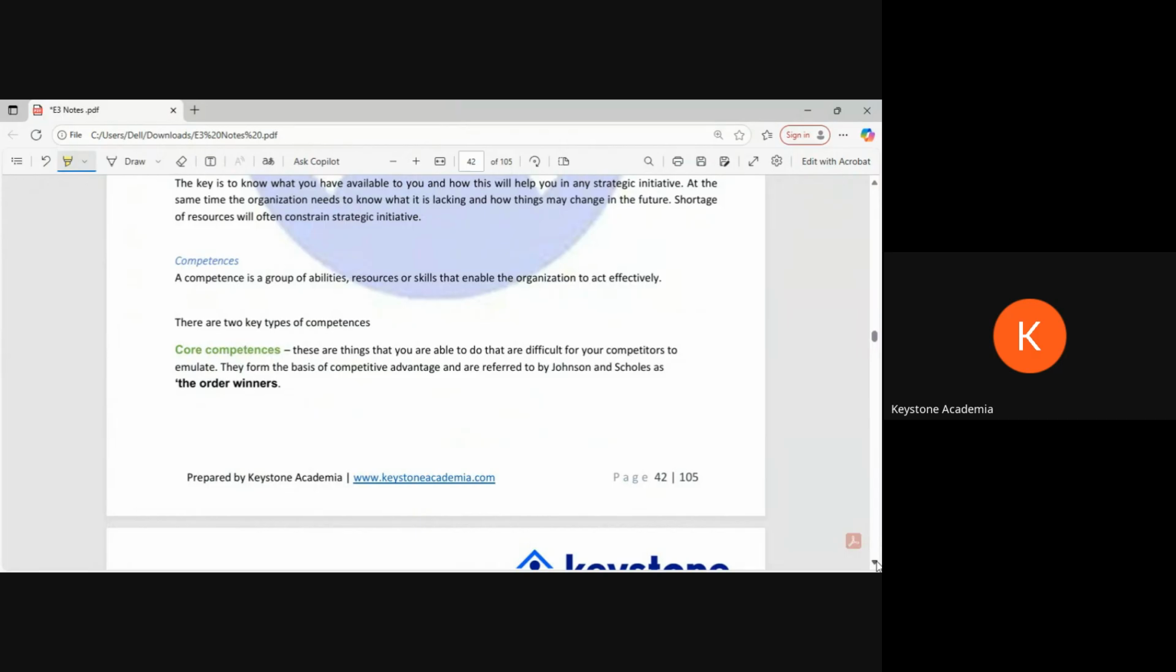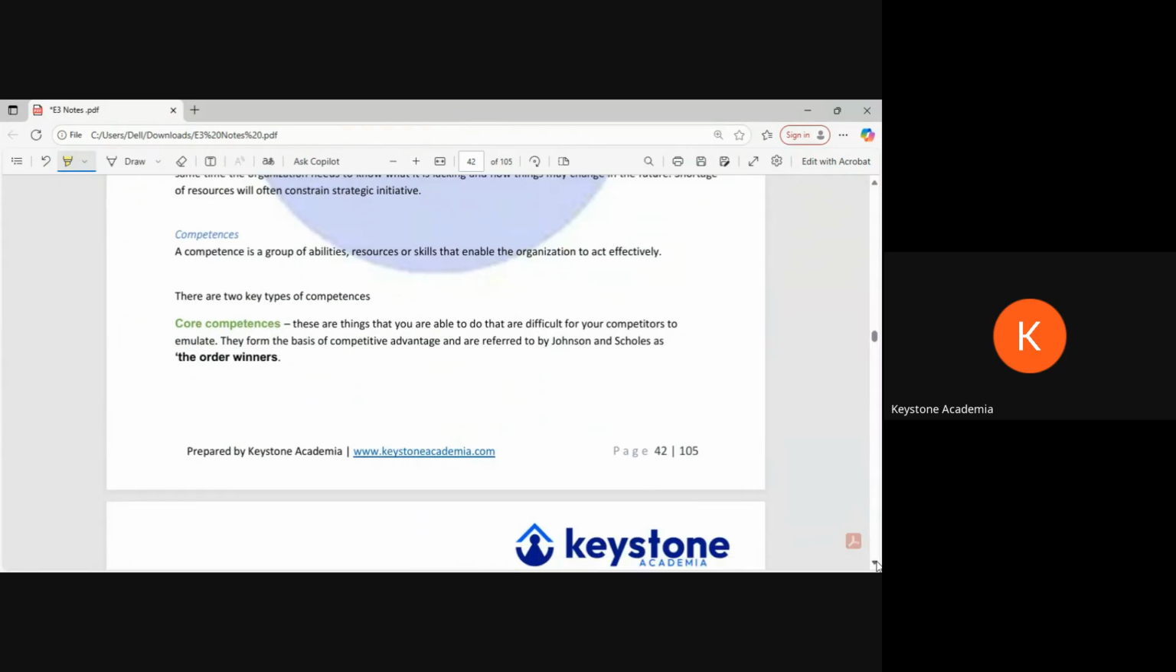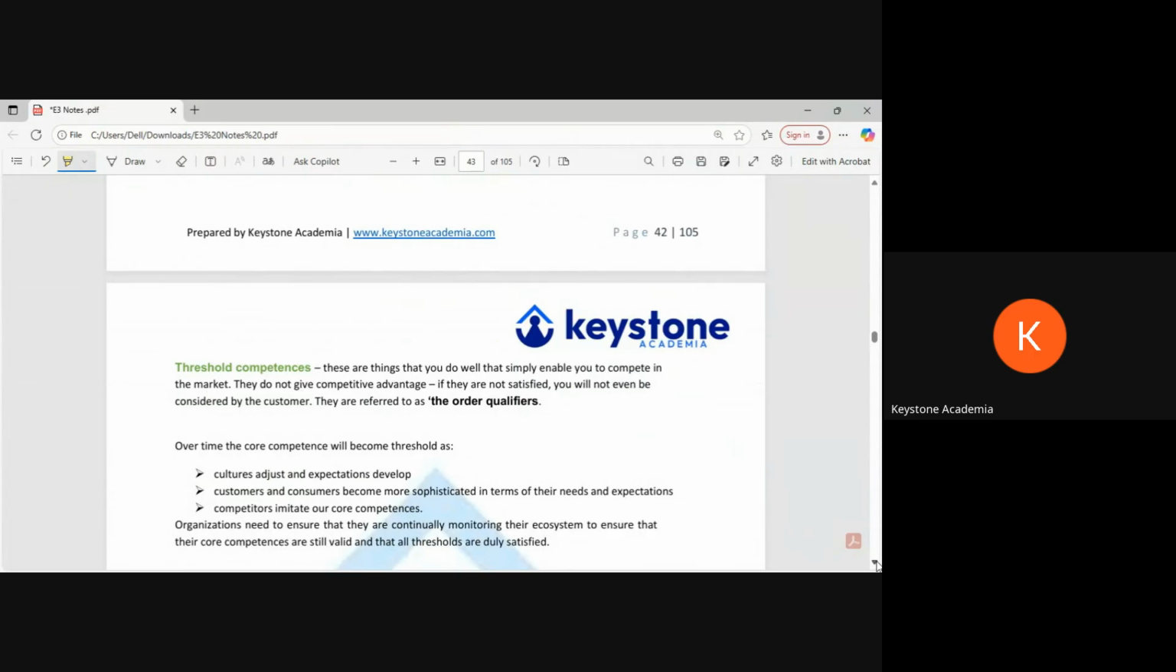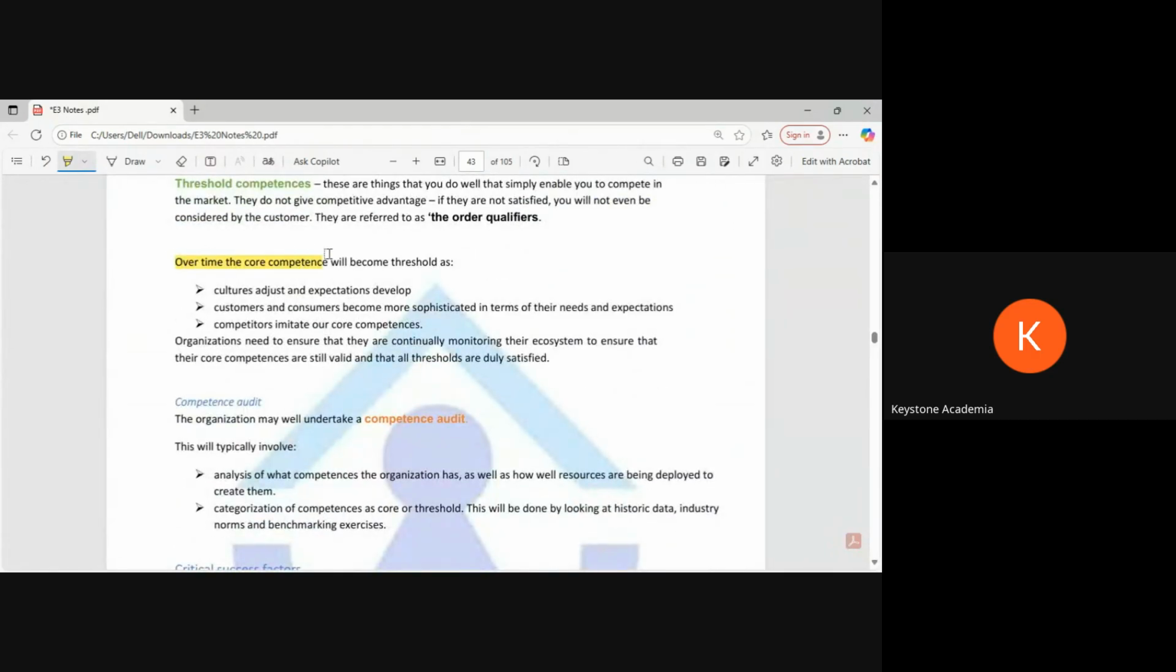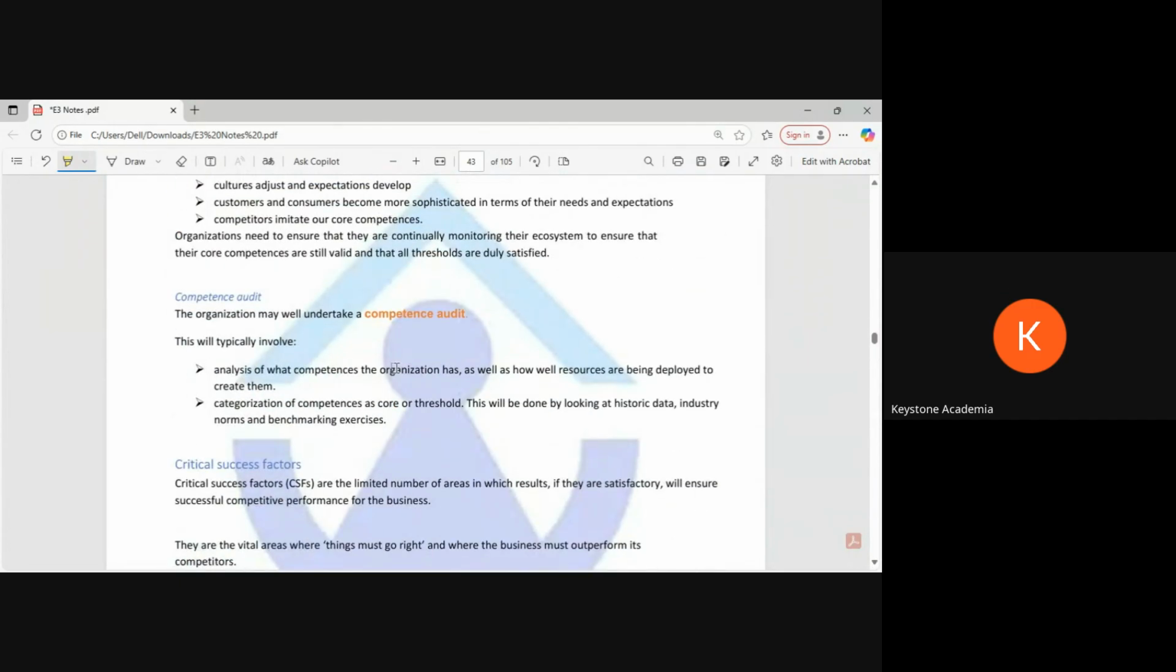Competencies we just discussed. Core competency is the order winner. Threshold is the order qualifier. But over time, the core will become threshold because others will copy it. So we need to also do the competency audit. Audit involves analysis of what competence the organization has, as well as how well resources are being deployed to create them.